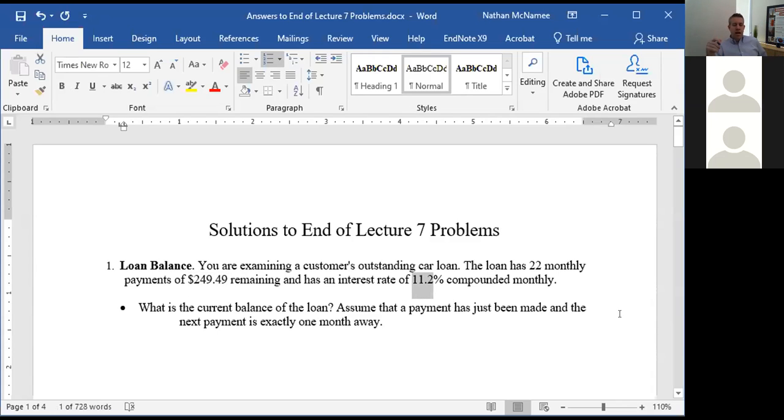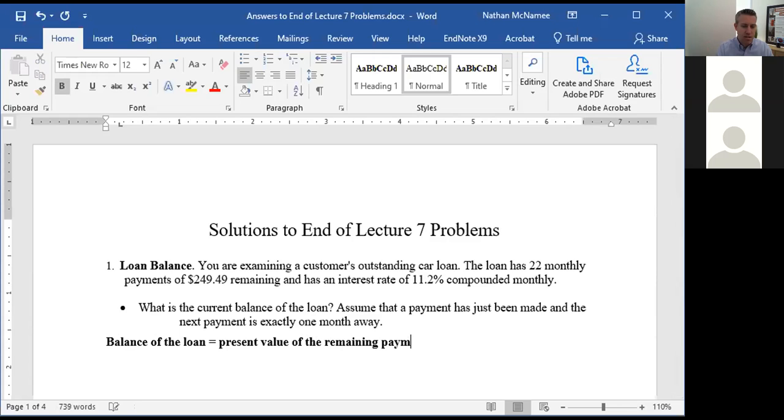This is an important concept that we use later on in a multi-step problem. What is the balance of a loan? The balance of a loan is the present value of the remaining payments. Okay, so let me type that out again. So the balance of the loan is equal to the present value of remaining payments. Okay, so we need to know that for other types of problems, but it's important to remember that here.